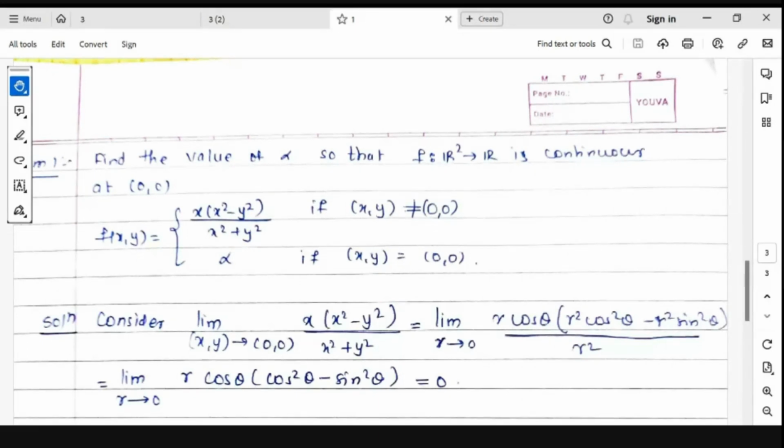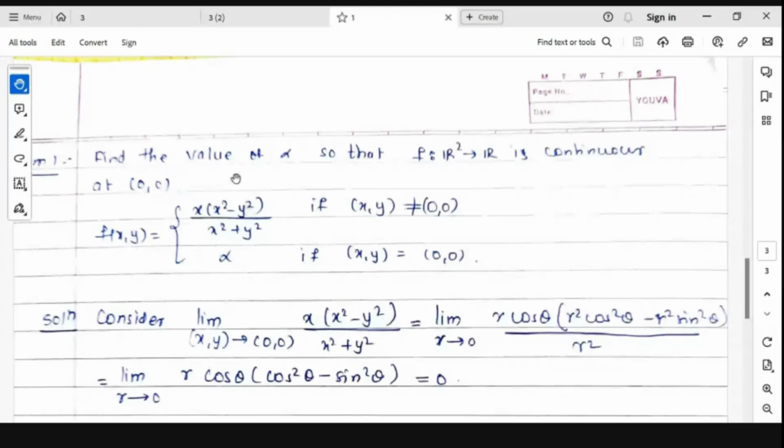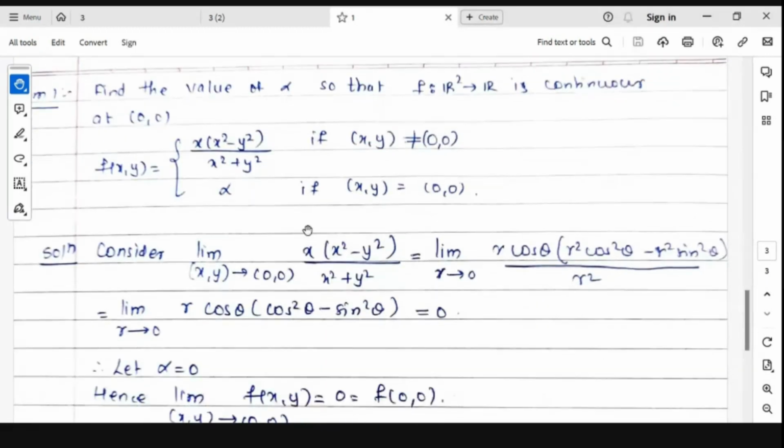Right, now keeping this in mind, I want to find the value of alpha so that the function is continuous. Okay, so I have f(x, y) equal to x into (x square minus y square) upon (x square plus y square) if (x, y) is non-zero, and alpha if (x, y) is (0, 0). Basically the function will be continuous if the value of alpha is the limiting value of the function.